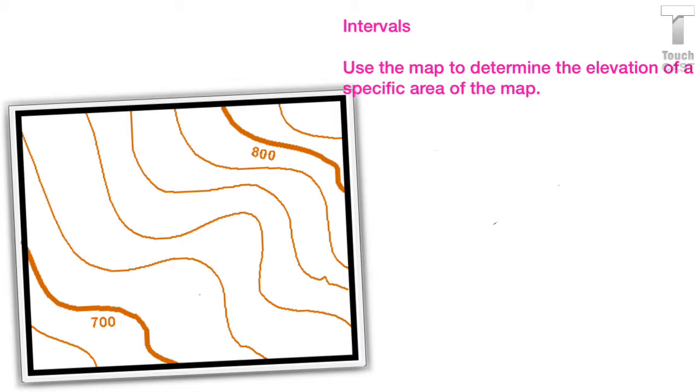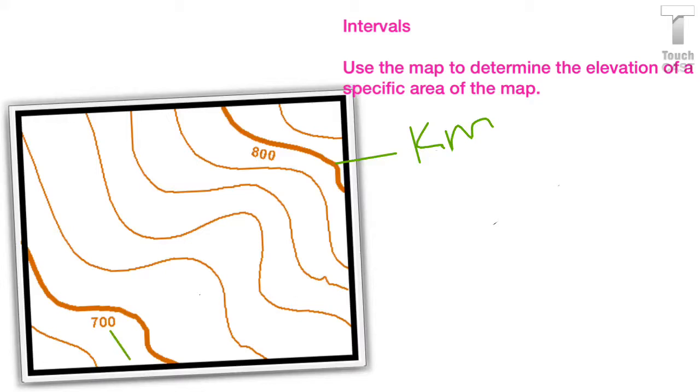So if we zoom in on a topographic map and look closer at the contour lines, you'll notice that they had numbers on them. Okay, these are called intervals, and we use these intervals to determine the elevation of a specific area of the map. So this area right here with the 800 lets us know that that's 800. And let's just say this is kilometers, okay? So that area is 800 kilometers. This area is 700 kilometers.